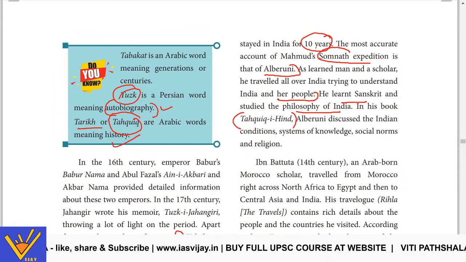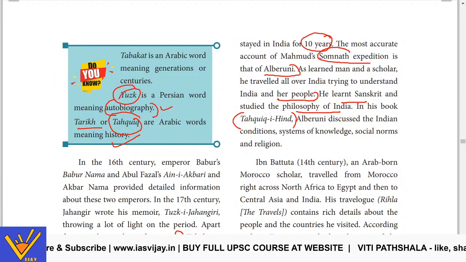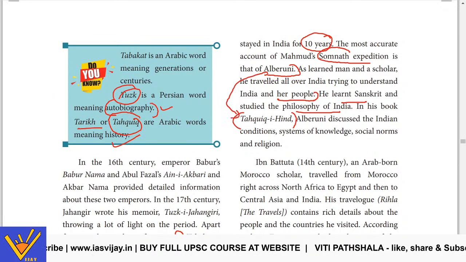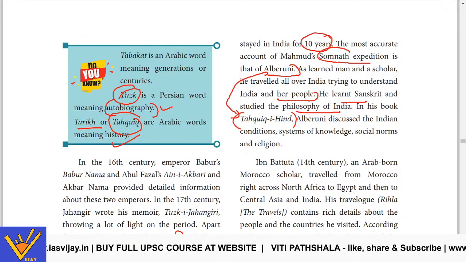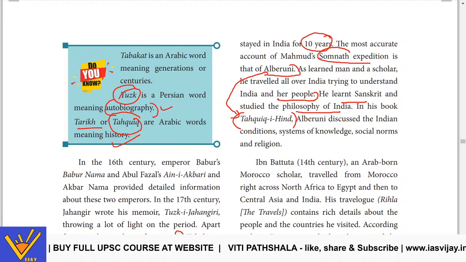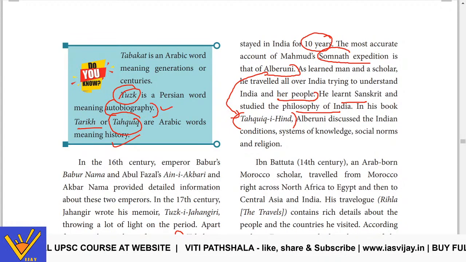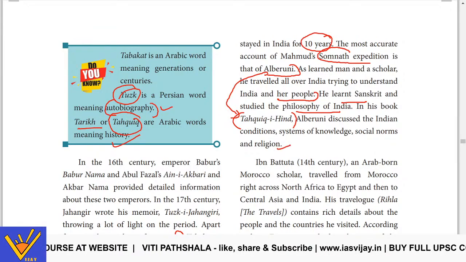So these books are also important. Which book is written by Al-Biruni? Tehqiq-e-Hind. Al-Biruni discusses the Indian condition, systems of knowledge, social norms and religion.